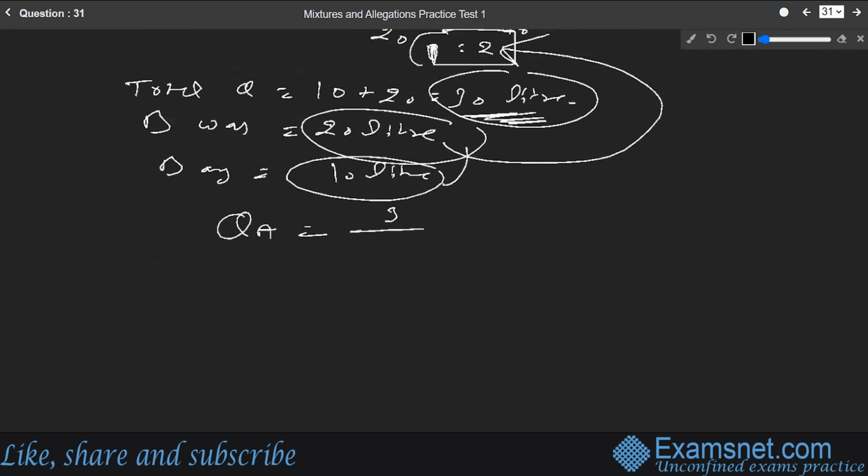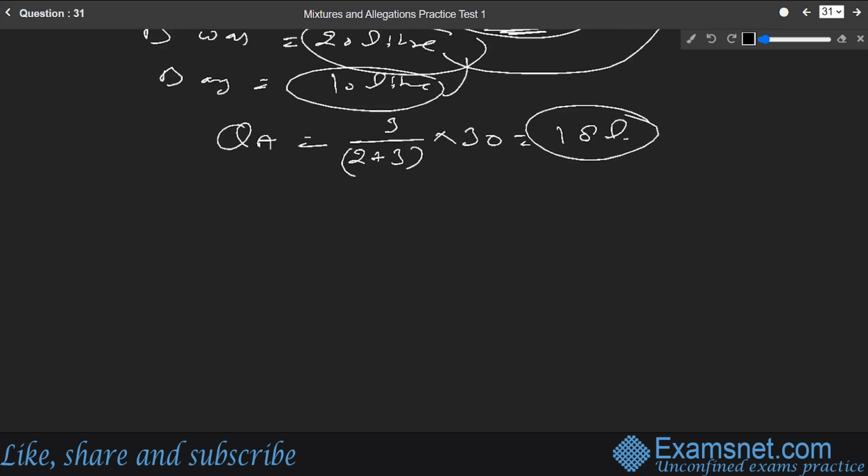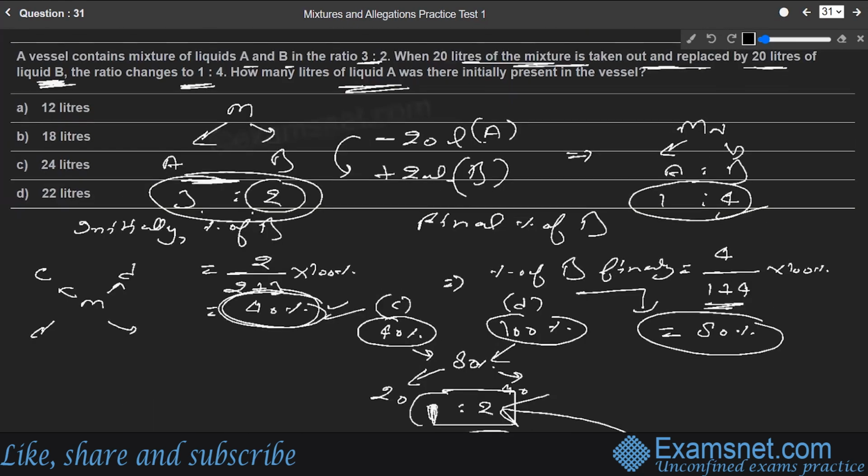Here, 3 part of A was available. The sum of ratio terms was 2 plus 3, multiplied by how much was the total mixture? The total mixture was nothing but 30. If you solve this, this comes out to be 18 liters. So that means A in the original vessel was nothing but 18 liters, which is available in option number B, and becomes the right answer for us.